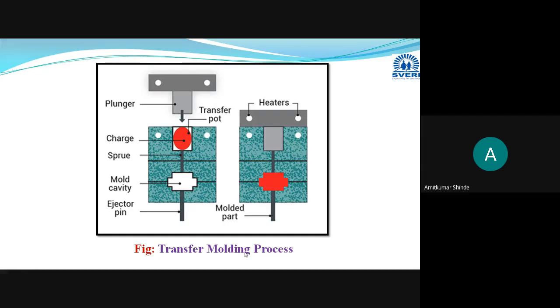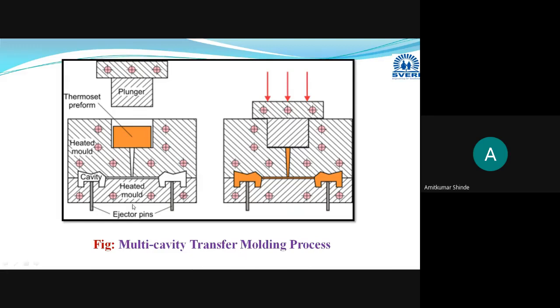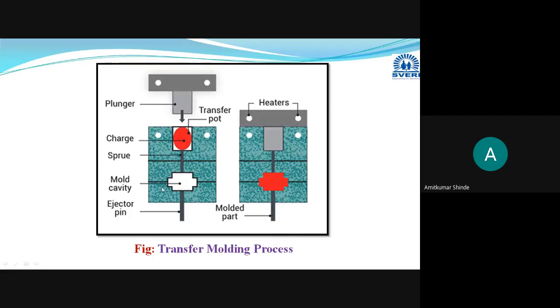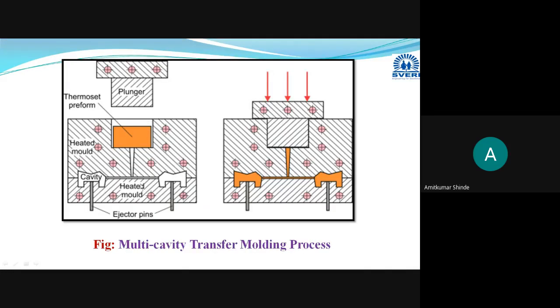In this transfer molding process, a number of cavities can be used, which means multi-cavity transfer molding can also be performed. Here in this diagram, this is single cavity transfer molding. In this diagram, you can clearly see two cavities, or multi-cavity. This is the sprue. The same concept is followed, and generally this process is used for thermosetting materials. You can choose either single cavity or multi-cavity transfer molding according to the needs of the production rate.